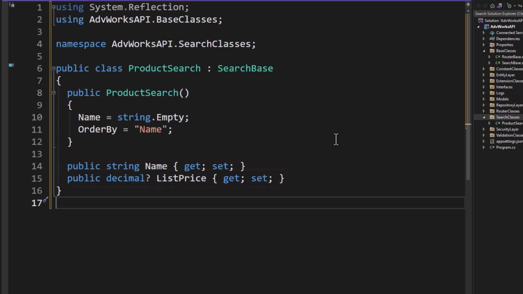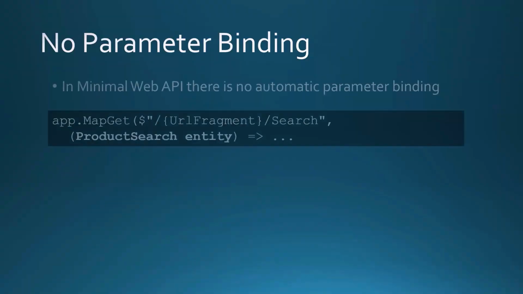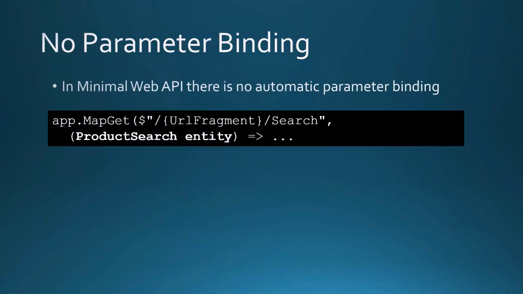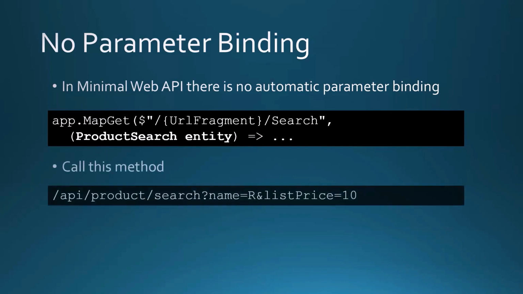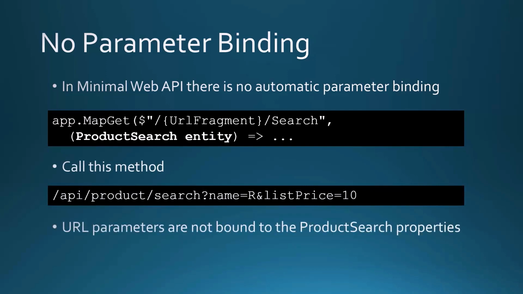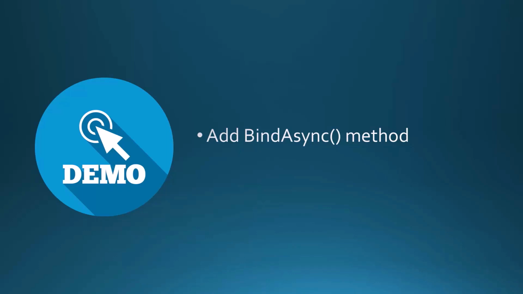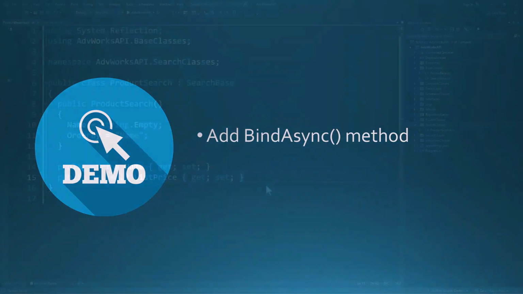product data. Now, unlike in MVC, there is no automatic parameter binding in the minimal web API, meaning that if you have that ProductSearch class that has the Name and the ListPrice, and you make a route to it, and you call it using name and list price on the URL, it's not going to automatically bind those properties to the ProductSearch object, which is a little bit of a bummer, but all we have to do is add a BindAsync method to our search class, and we can write code to line these things up. So let's take a look at adding the BindAsync method.